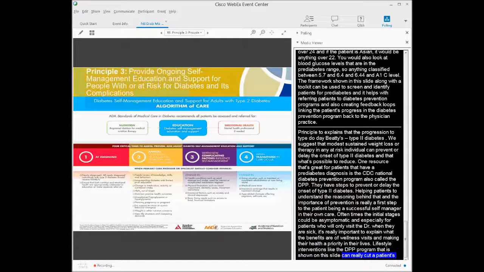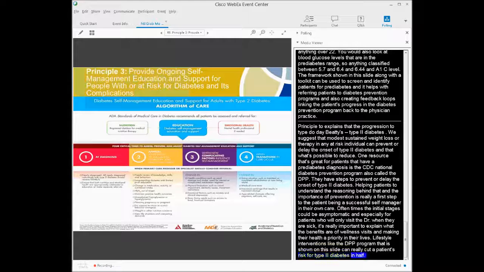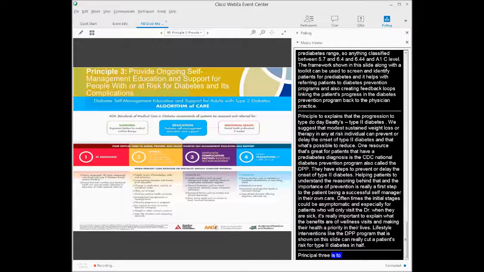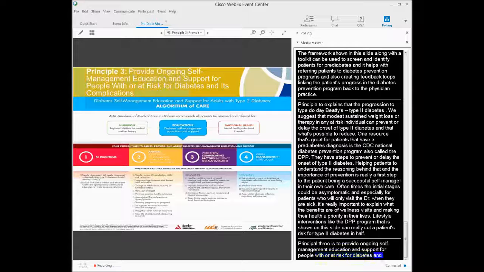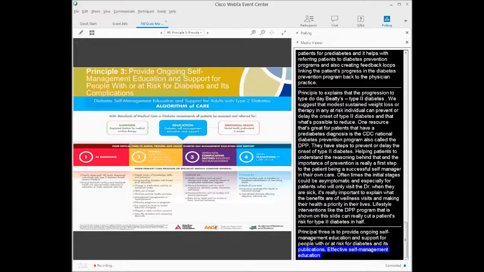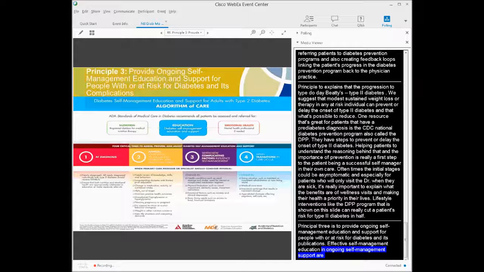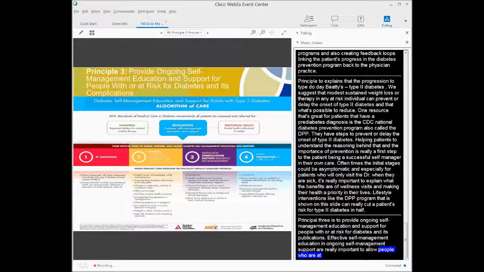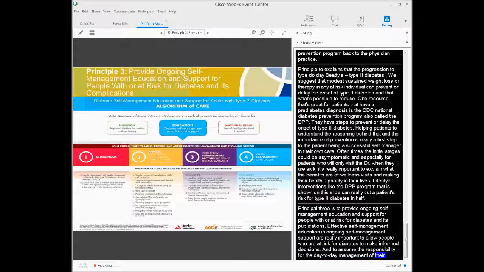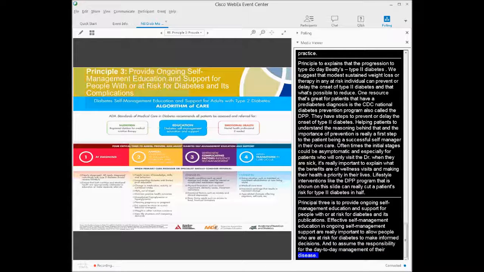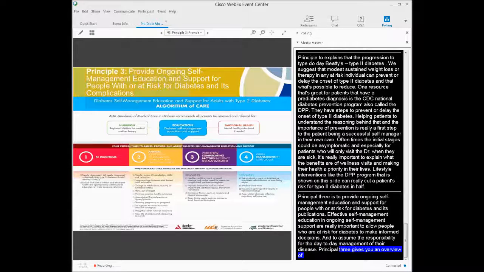And principle 3 is to provide ongoing self-management education and support for people with or at risk for diabetes and its complications. Effective self-management education and ongoing self-management support are really important to allow people who are at risk for diabetes to make informed decisions and to assume the responsibility for the day-to-day management of their disease. So principle 3 just gives you an overview of what diabetes self-management is. It talks about how healthcare teams can provide self-management education and support, and also information about services for people who are at risk.